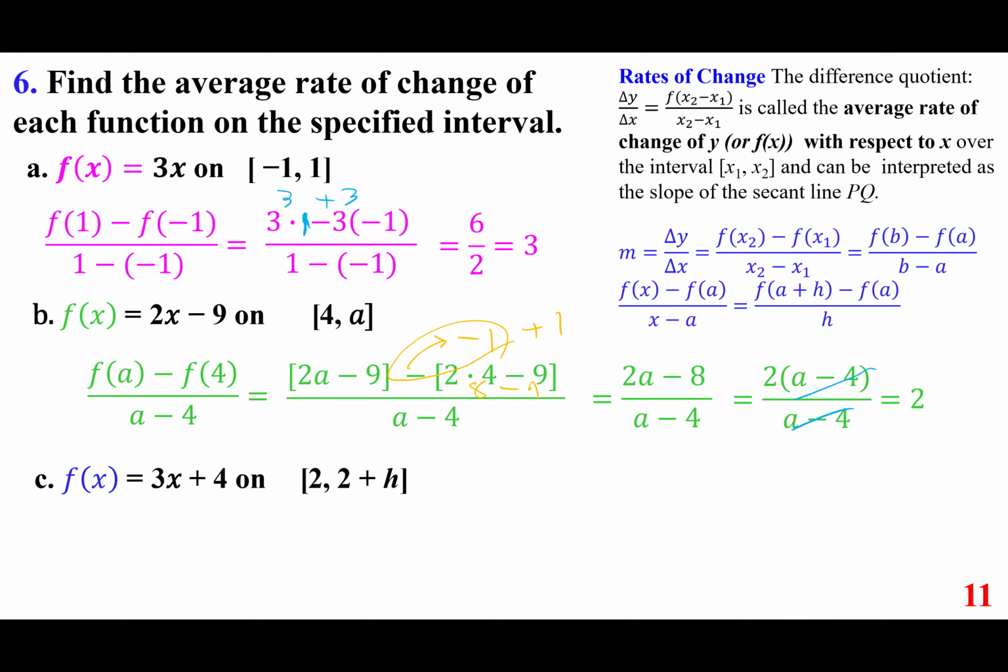F of x is 3x plus 4, and the interval is 2 to 2 plus h. That means, again, f of b minus f of a over b minus a. So f of 2 plus h minus f of 2 over 2 plus h minus 2. Or you can think of this concept as f of a plus h minus f of a. In this case, a is 2. Obviously, you can see the denominator becomes h. These two cancel each other. Let's look at the numerator. F of 2 plus h means 3 times 2 plus h, plus 4, minus f of 2, which means 3 times 2 plus 4. So let's write that.